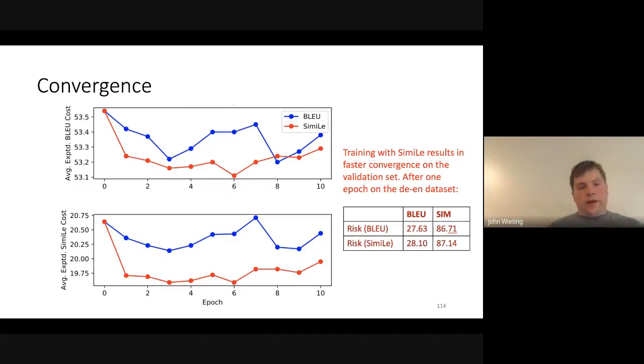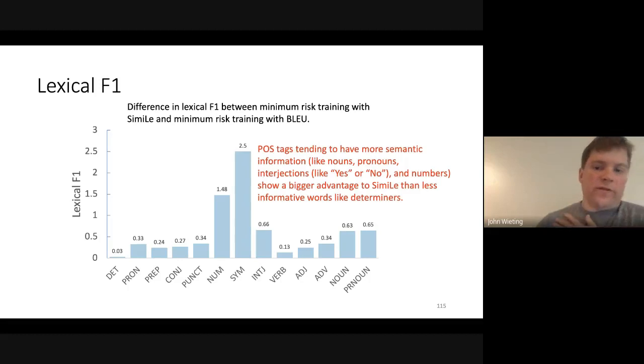And then again, reflecting convergence. Convergence is much better with this model, which is what we hypothesized with giving more information across the candidate lists. Whether you're measuring the convergence by the expected BLEU or the expected simile, it's the same thing for both models. And then we also found that it tends to favor, just like we talked about with Paragram embeddings, which put higher norms on words that are more important. It's the same thing too, where you're more accurate in predicting words that have more semantic content, like nouns or numbers.